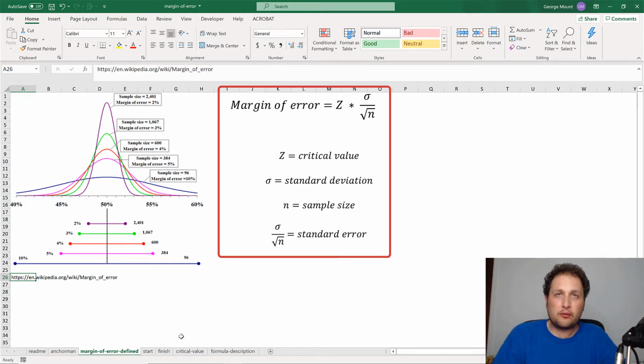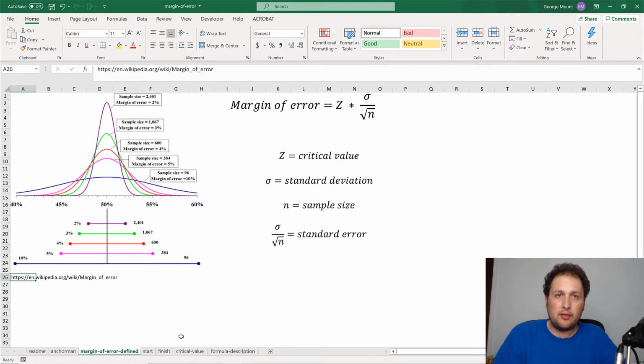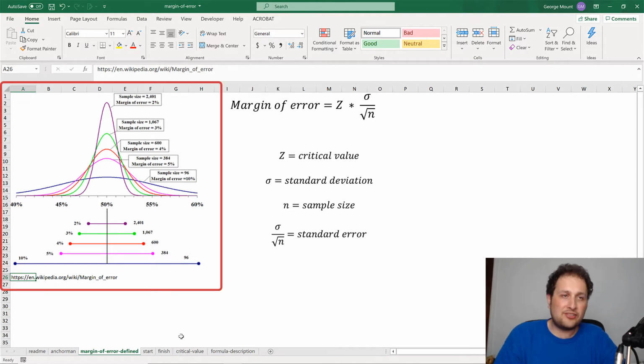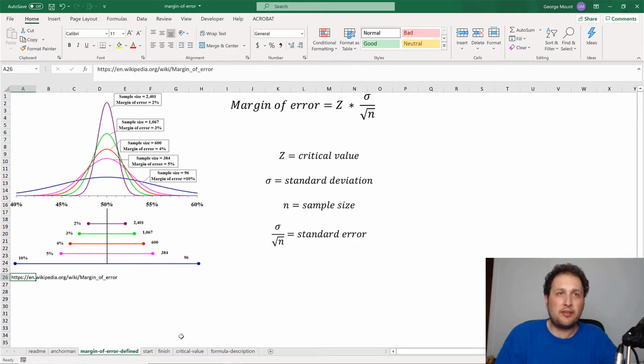There's a formula here over on the right. The margin of error is a product of the critical value, generally 1.96 for a two-tail test at the 95% confidence interval. We're going to multiply that by the standard error. That is the standard deviation divided by the square root of our sample size. And this chart over here on the left just shows you visually what the relationship is between our sample size and our margin of error. The bigger our sample size, the more data that we have, that's more information, right? So that means that our margin of error should be lower.